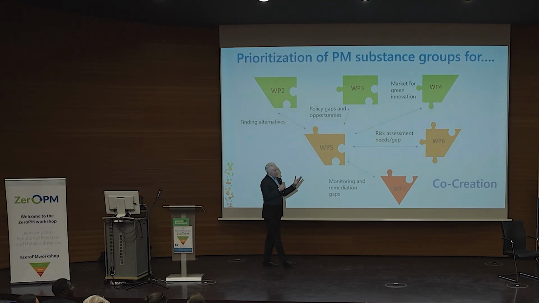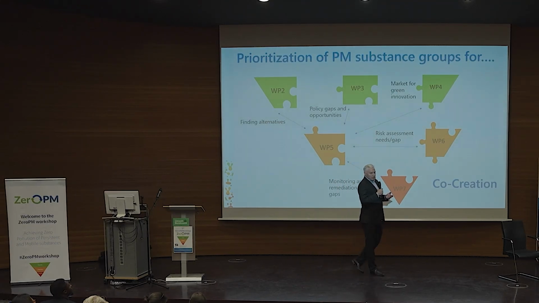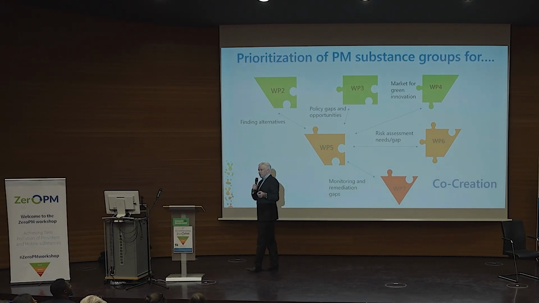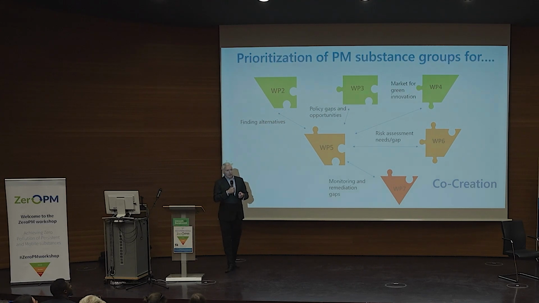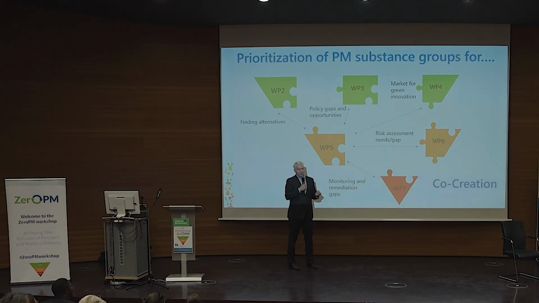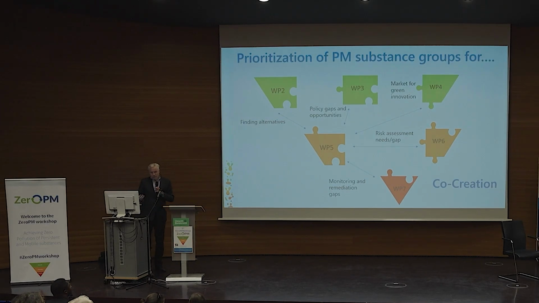In work package 4 with ChemSec, we're looking at the potential for a market transition. How can we talk to chemical manufacturers? What are the substances that they would like to introduce to the market as greener alternatives to these potentially problematic persistent mobile substances? We are also looking for prioritization through a risk assessment framework. This will be presented tomorrow. And of course, monitoring and remediation to address the remediation gap. But this is all about working together to identify these substance groups.